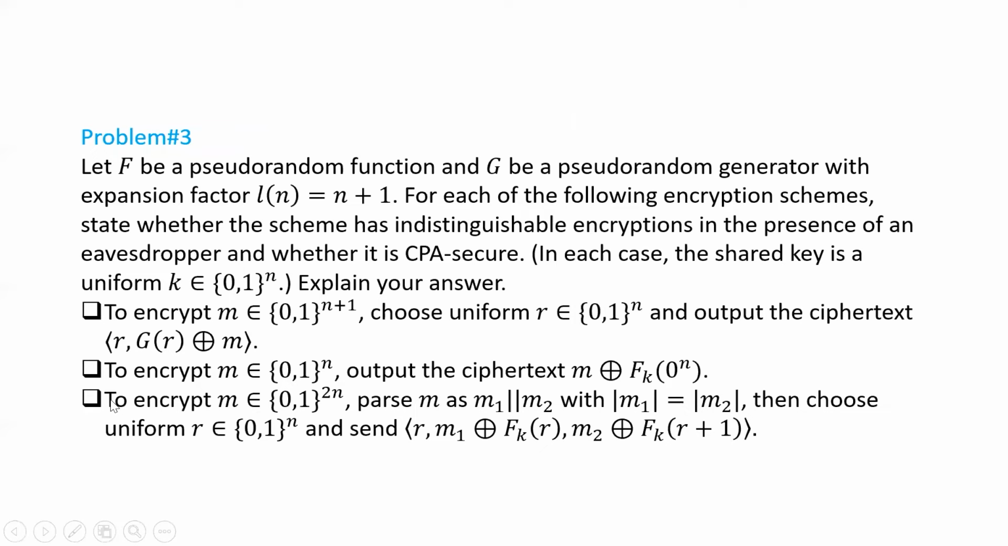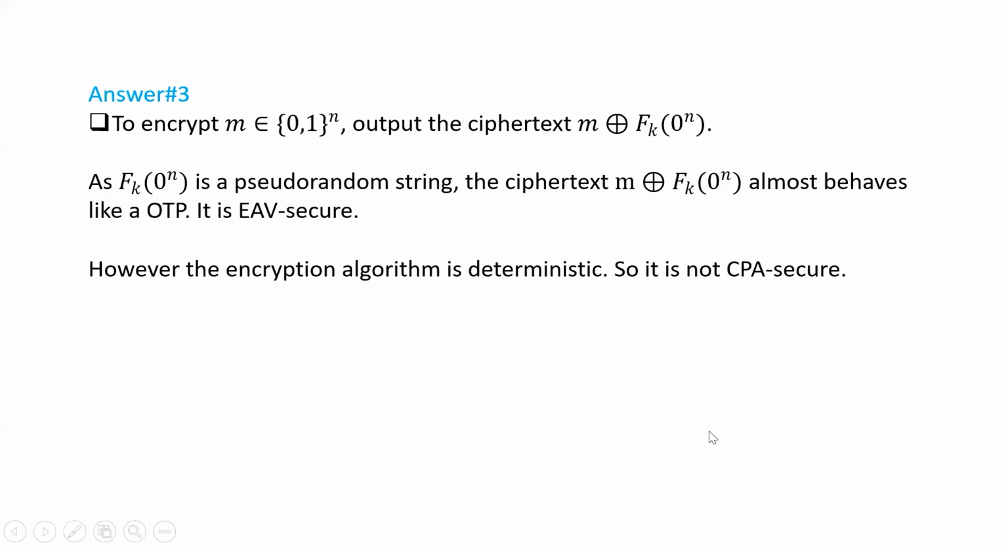And the last construction, to encrypt M, which is a 2n length bit string, you parse M as M1 concatenated with M2. So basically you divide it into two halves, such that each part has equal length, and then choose uniform R of length n and send R, M1 XORed with F_K(R), M2 XORed with F_K(R+1) as the ciphertext. So the ciphertext has three parts here. The first part R is actually a random choice from the space of n-bit binary strings. And the second part, M1, the first half of the message, is XORed with F_K of R, and the second part of the message is then XORed with F_K of R plus 1.